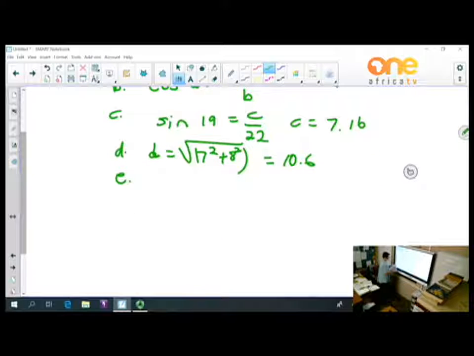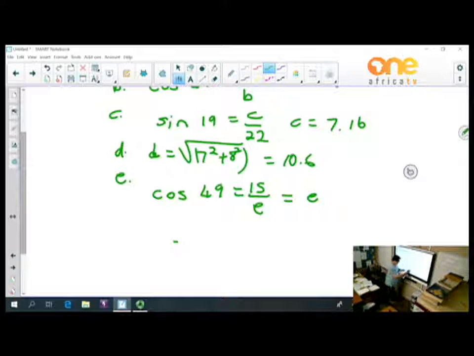Number E. You must please try them on your own. Don't just write it off here, then it won't help you. Which function? Cosine 49 is equal to 15 over E. Cosine function. Which method? Bottom divide. So 15 divided by cosine 49 is equal to 22.9.